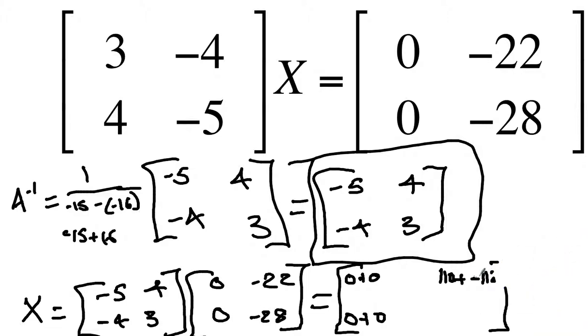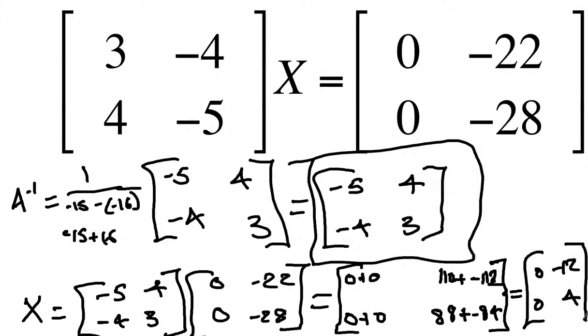Okay, and now I'm going to do row 2 times column 2 to get row 2, column 2. Negative 4 times 22 is a positive 88. And 3 times a negative 28 is going to be negative 84. So this is going to simplify to 0, 0, negative 12, positive 4. So that's what x is equal to.